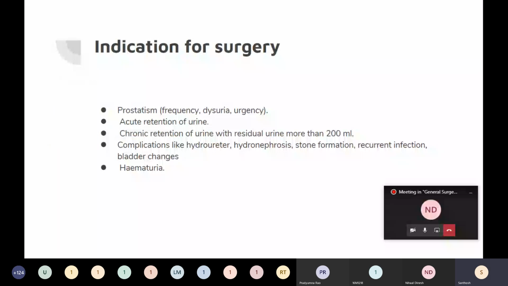What are the indications of surgery? That is prostatism, where you'll see frequency, dysuria, urgency. All these things should be present. Then if there is acute retention of urine, chronic retention of urine with residual volume more than 200 ml, and complications like hydroureter, hydronephrosis, stone formation, recurrent infections of the bladder, and hematuria.